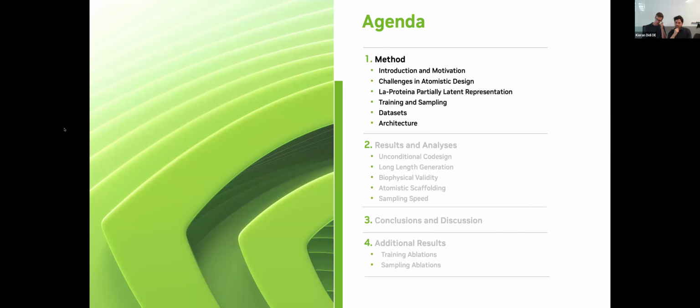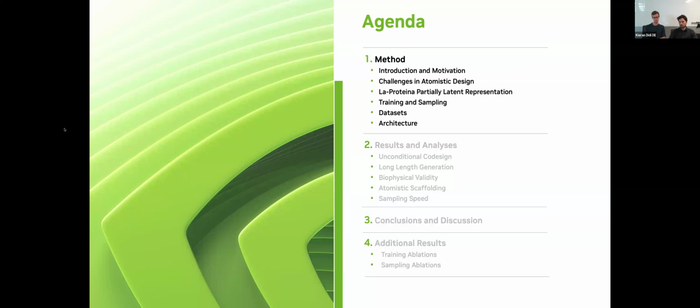So this is the agenda for the talk a little bit. I'll go with the introduction, motivation, then what are the main challenges for atomistic design. I'll discuss in quite a bit of detail the partially latent representation we use in La-Proteina, then training, sampling, the data sets we use and the architecture. And then I'll hand over to Kieran, who will talk a bit about the results and the conclusions.